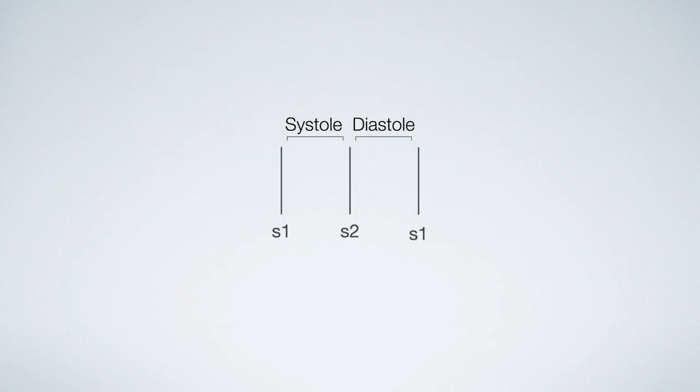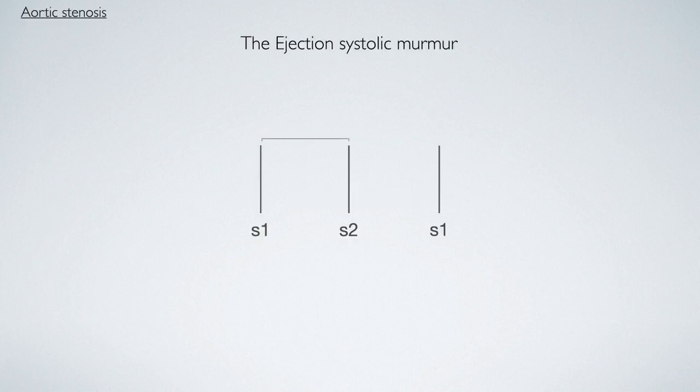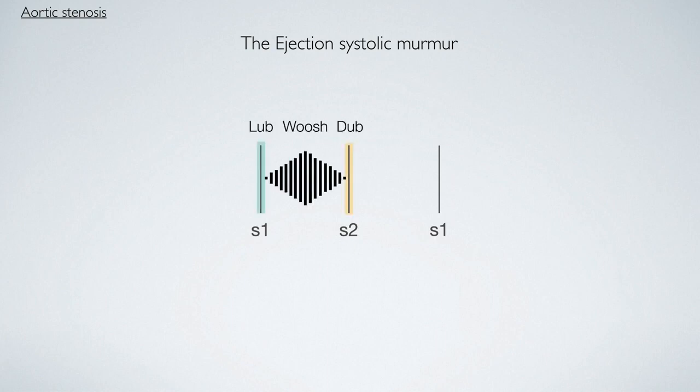So let's get down to business now and start by looking at systolic murmurs. Our first systolic murmur is aortic stenosis. Aortic stenosis typically produces what's known as an ejection systolic murmur. This is a murmur that occurs during systole and is represented by a crescendo-decrescendo sound wave. One strategy for recognising and remembering this murmur is using the schema lub, whoosh, dub. We'll now add in the murmur and heart sounds so you can fully appreciate this.